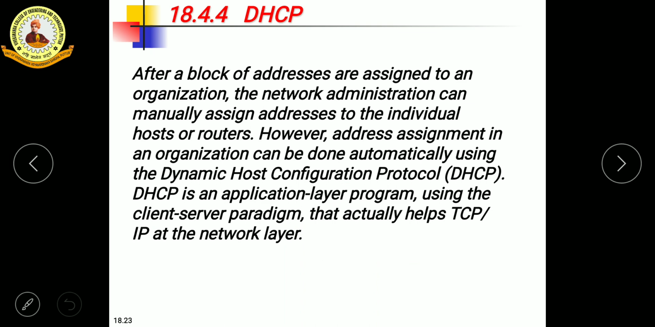A small organization can receive a block of addresses from an ISP. After a block of addresses is assigned to an organization, the network administrator can manually assign addresses to individual hosts or routers. However, address assignment in an organization can be done automatically. This automatic addressing is done using a protocol again. That protocol is named Dynamic Host Configuration Protocol. DHCP is an application layer program. It uses a client server paradigm, right?